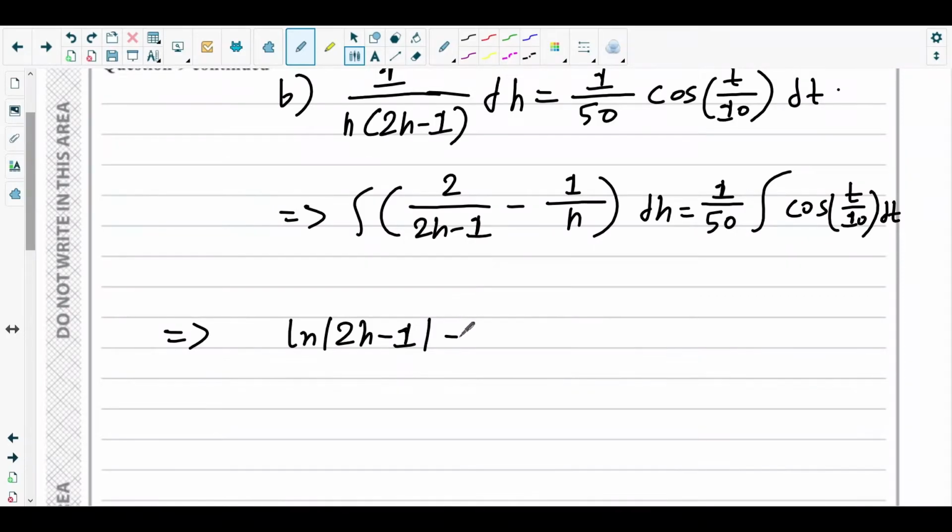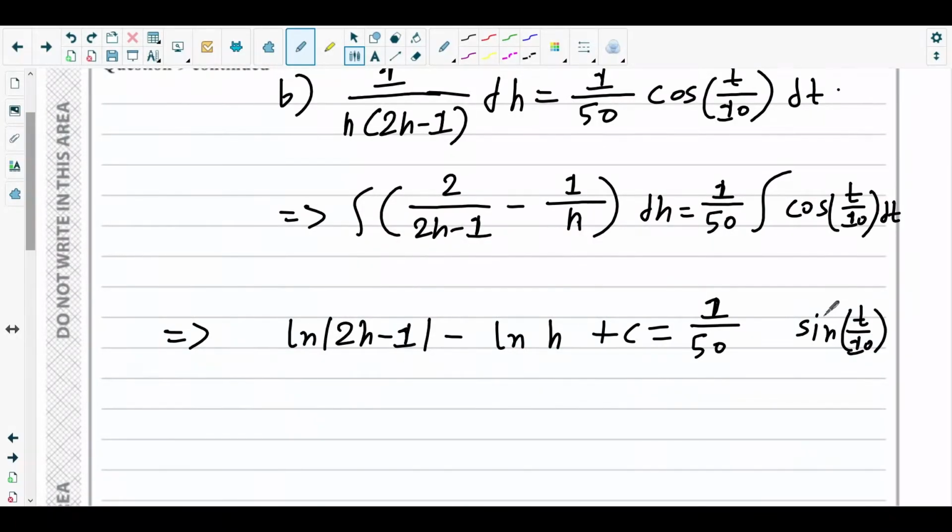Negative what? It is h inverse, isn't it? h is in the denominator, so it will be ln h. Fine. Then you will have plus c, where c is an arbitrary constant, equals to 1 over 50. Now integration of cos t over 10, it is nothing but sine t over 10, right?